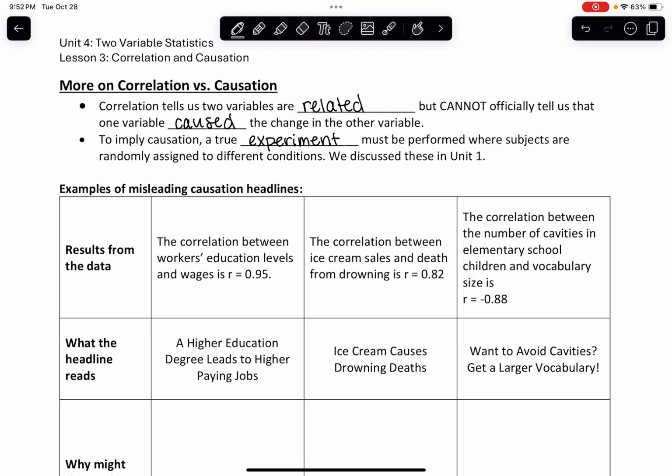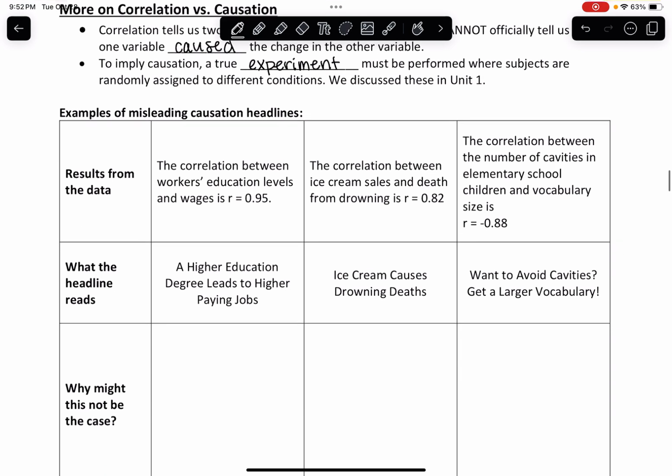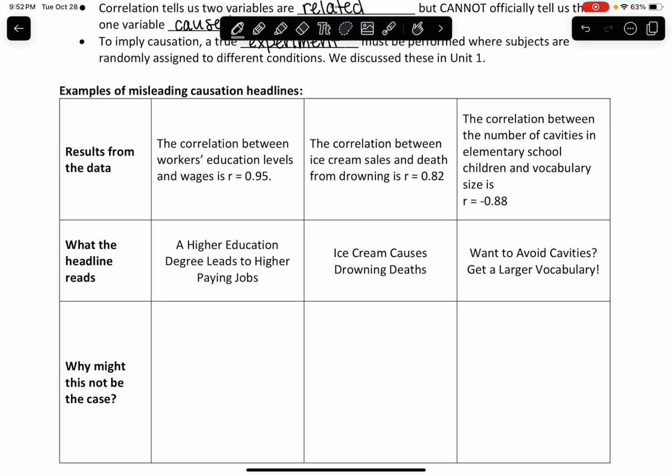So here's what you're going to do. There are some misleading causation headlines here. I want you to take a look at what the results were with their correlation coefficients. I want you to take a look at what the headline says, and I want you to think, what are the lurking variables that are not identified when we're just talking about correlation? So pause the video, try it, and then unpause the video and we can go over it together.